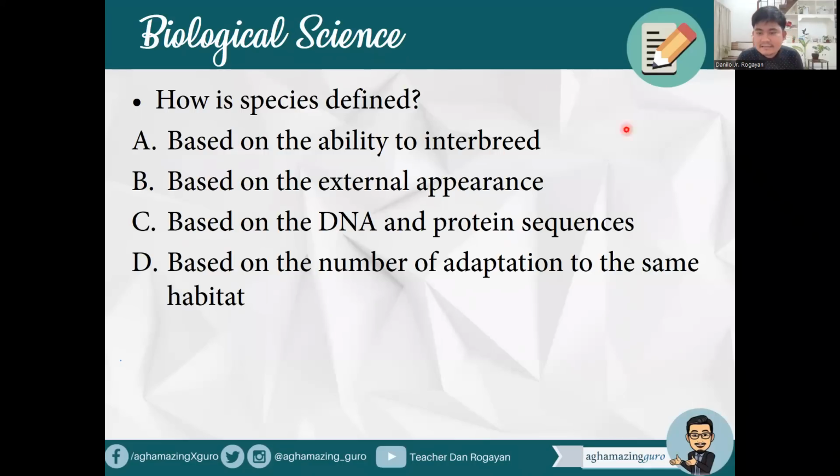What's your answer? Yeah, I can see A's here. Yes, that's correct. So that is based on the ability to interbreed.